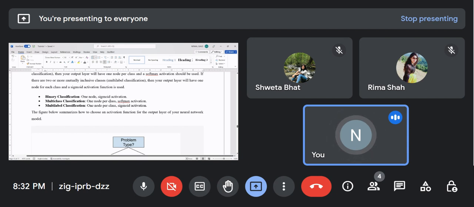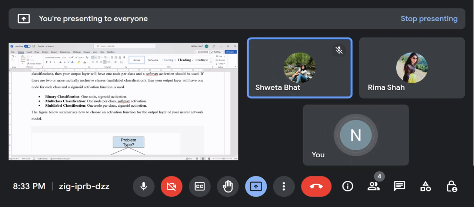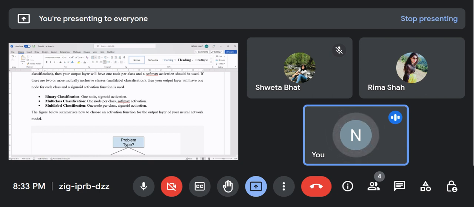For example, if I am giving a cat image as an input to my trained model, the probability will be something like this: 0.1 for dog, for example 0.2 for horse, 0.3 for cow, and 0.7 for cat. Are you understanding what I'm saying? You got my point or not? Yes, sir. That is multi-class classification. So the probability of the cat will be higher, like 0.7 or 0.8, and the remaining will all be less.